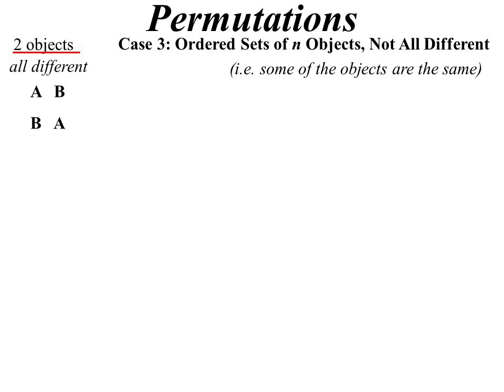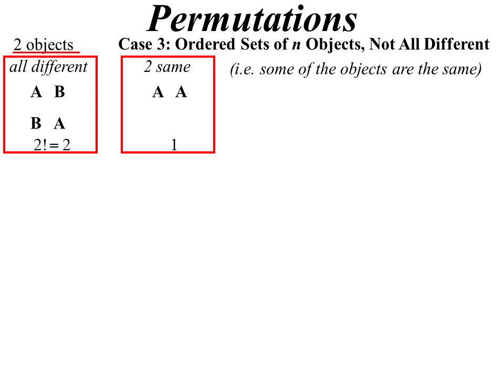Two objects. So if they were all different, we know we could have A and B or B and A. We said, oh, well, that's 2 factorial equals 2. But what happens if the objects are the same? Well, if they're both A's, there's really now only one way to arrange, because AA, if I swap them around, it's still AA. The question is, how do I get from 2 to 1? Okay, I could subtract 1, I could divide by 2. There's lots of ways I can get from 2 to 1.